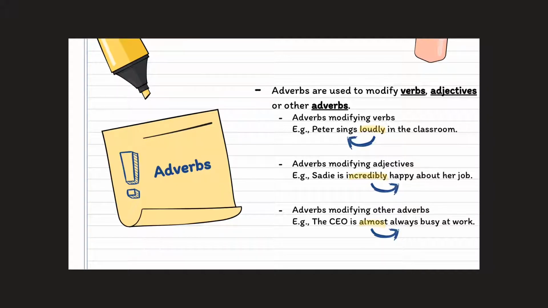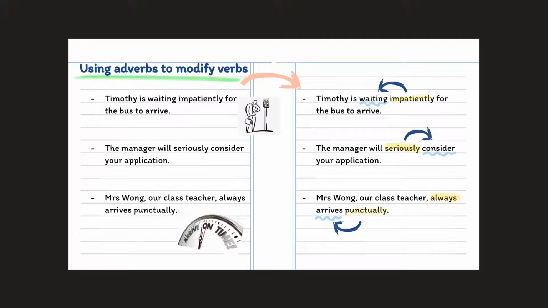We can also use adverbs to modify other adverbs. Example, the CEO is almost always busy at work. So without the almost, we can say the CEO is always busy at work. Let's have a look at more examples about using adverbs to modify verbs.